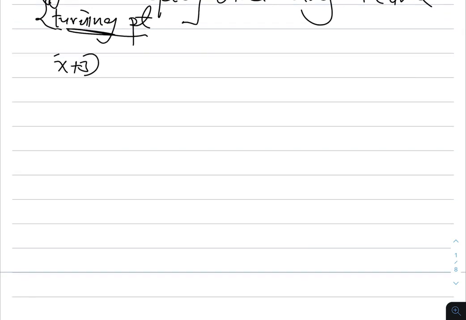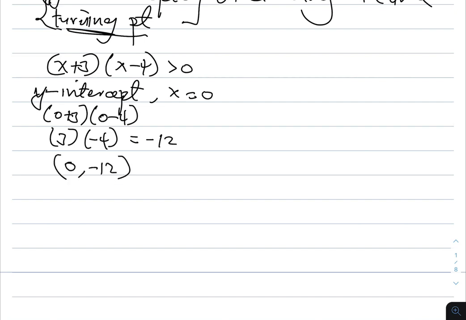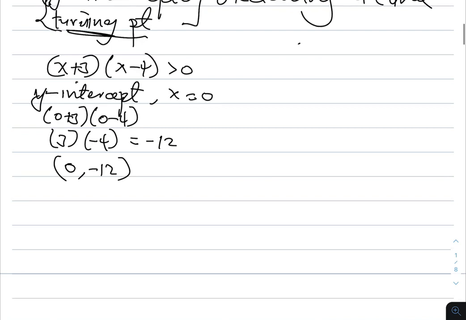Remember that the question is (x + 3)(x - 4) > 0. Let's start with the y-intercept. At the y-intercept, we say that x is what? 0, right? Good. So we have 0 + 3, and then 0 - 4. That would be 3 times -4, giving us -12. So we have (0, -12). This is the point on the y-intercept.